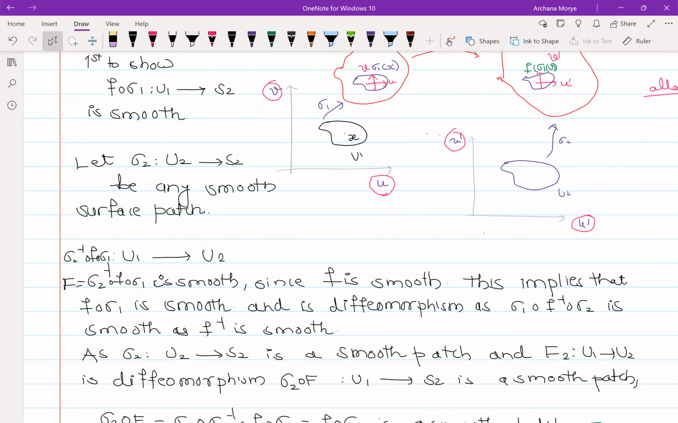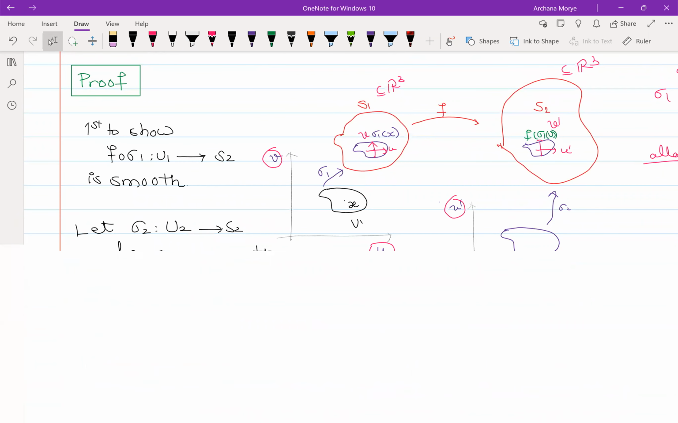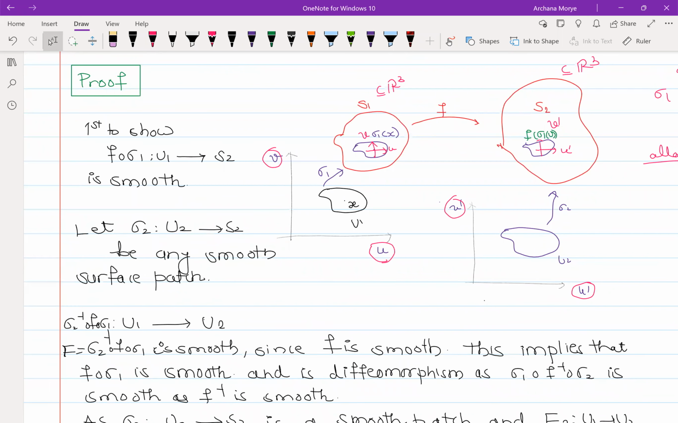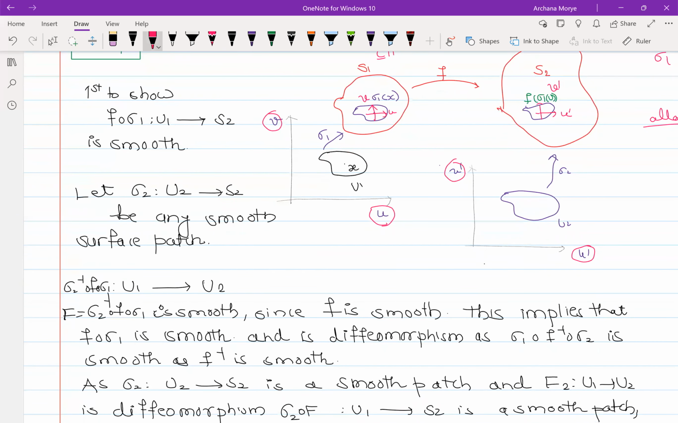What we are going to do is show that this new thing, which is sigma 2 composed with F composed with sigma 1, is going to be an allowable surface patch on S2. For this, F composed with sigma 1 is smooth, that is clear, because F is smooth and sigma 1 is smooth. And anyway, what we have to do is always start with taking an allowable or smooth surface patch. So let us take sigma 2 to be a smooth surface patch, okay?